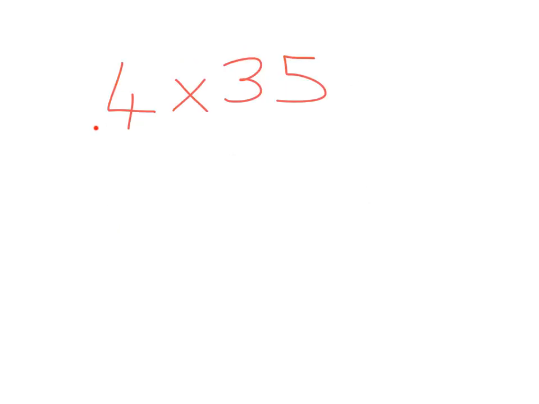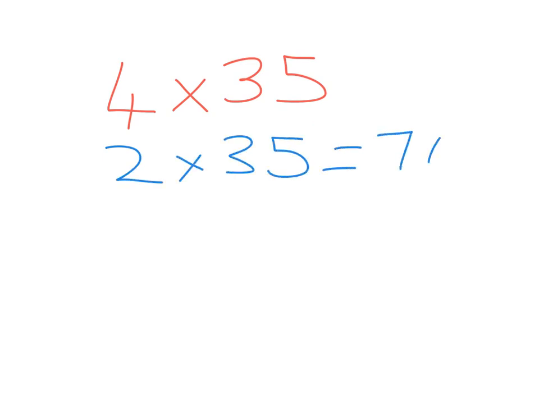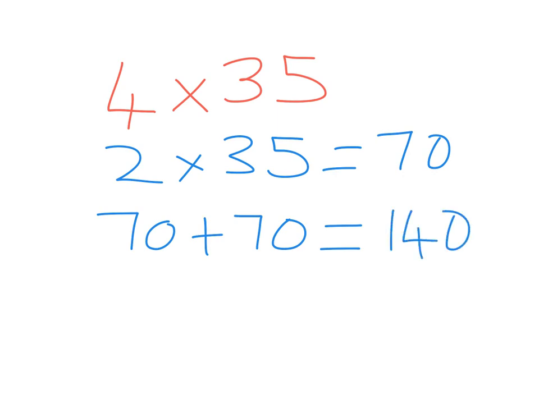Let's have a look at another one. This time I've got 4 times 35. So instead of 4, I'm going to work out what 2 times 35 is. And I know that double 35 is 70. And now if I double that 70, it will give me 4 times 35. So 4 times 35 must equal 140. So this is showing you how you can use your 2 times tables to work out your 4 times tables by doubling your 2 times tables.